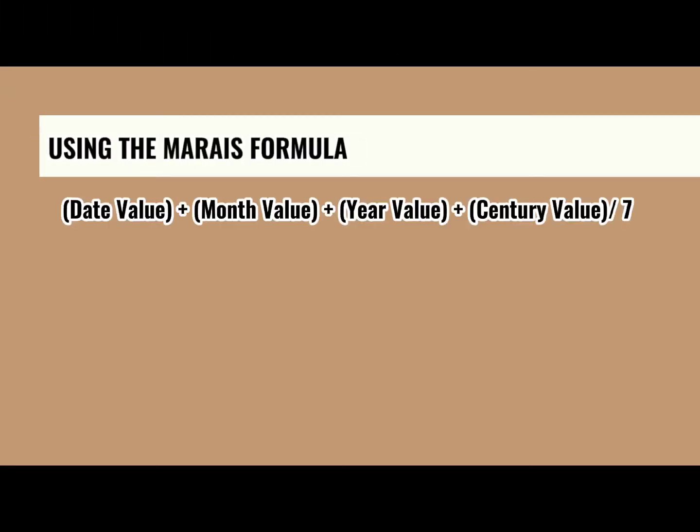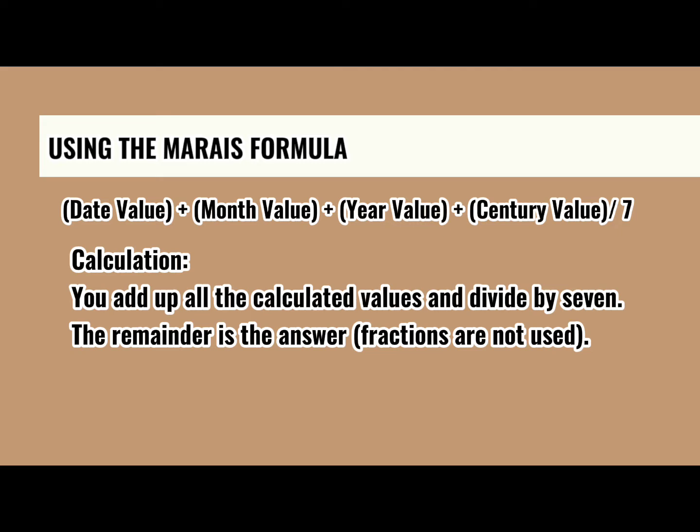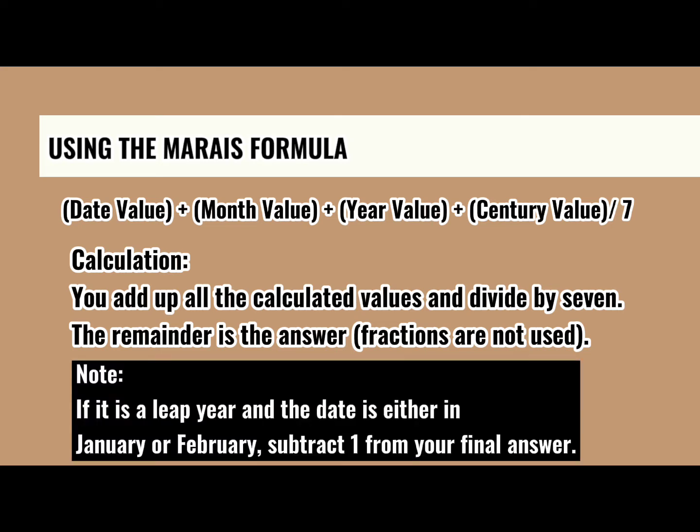Using the formula: date value plus month value plus year value plus century value is divided by 7. Calculation: you add up all the calculated values and divide by 7. The remainder is the answer. Fractions are not used. Note that if it is a leap year and the date is either in January or February, subtract 1 from your final answer.